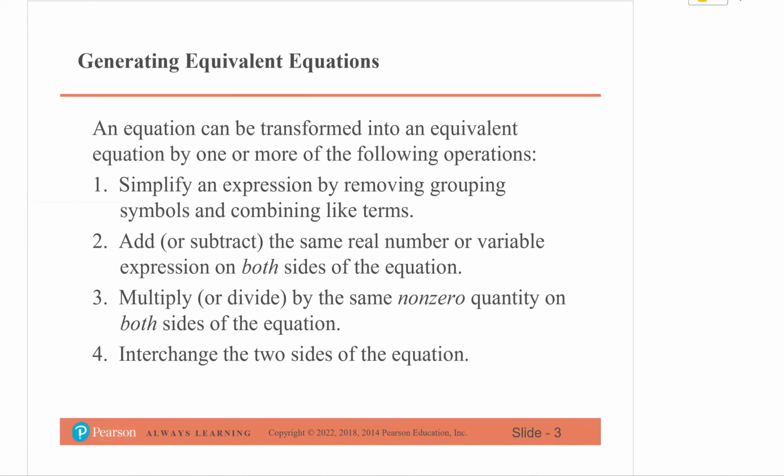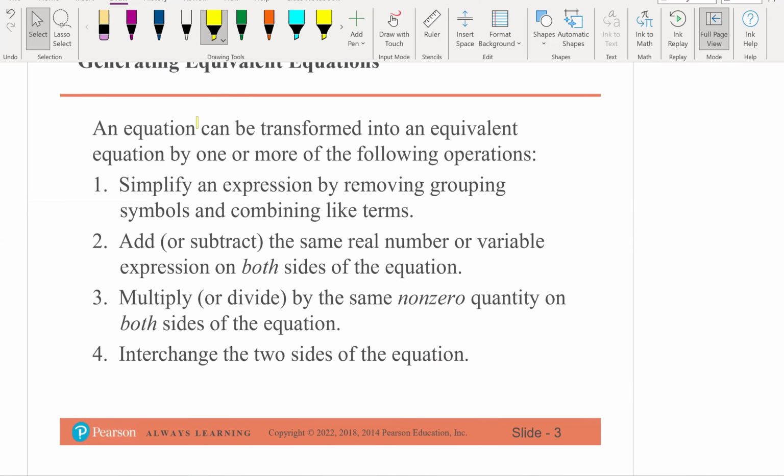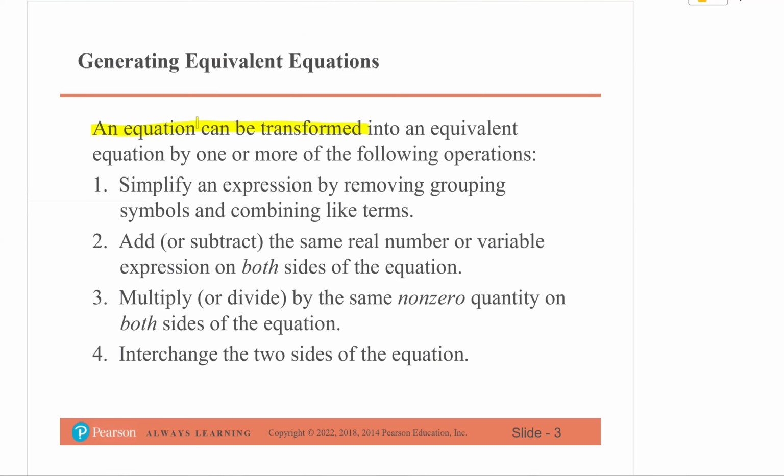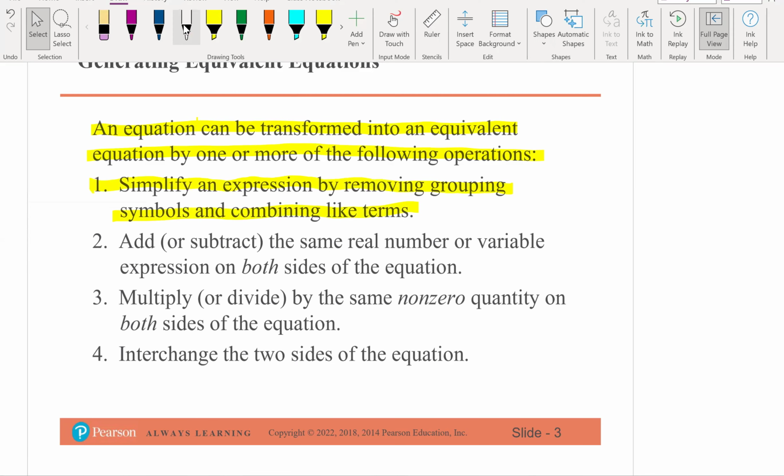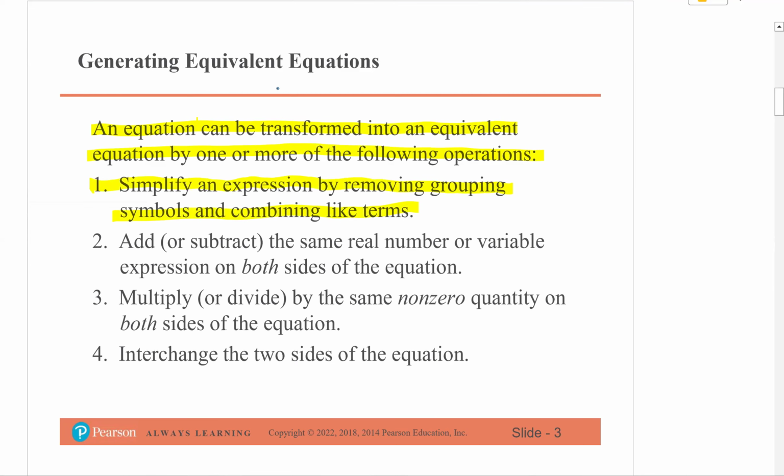This is how we would go about generating equivalent equations. An equation can be transformed into an equivalent equation by one or more of the following operations. First, you can simplify an expression by removing grouping symbols and combining like terms. So maybe I'll make one up so we can follow along as we go. 4 subtract 2x plus 3 equals 0. We'll try to solve that.